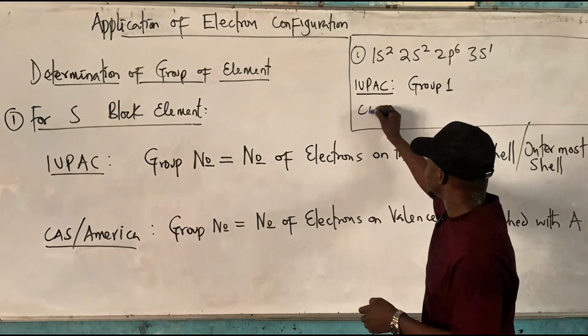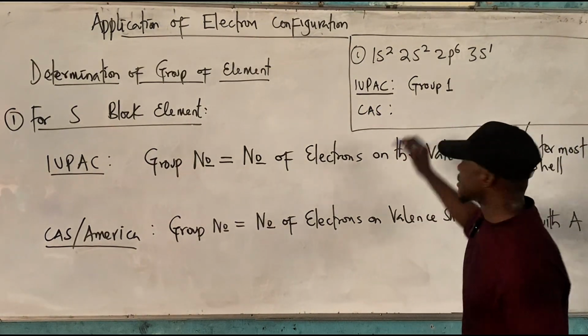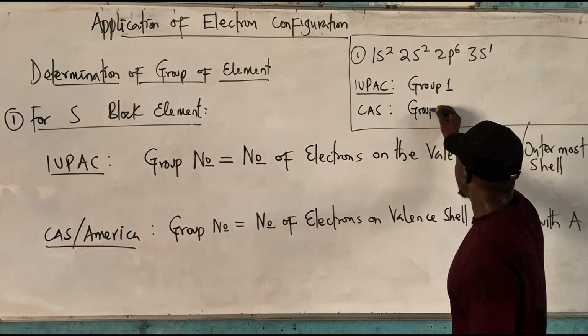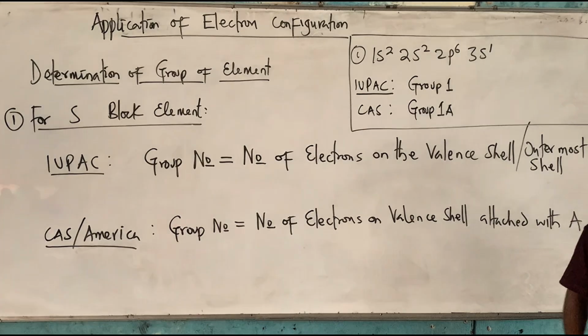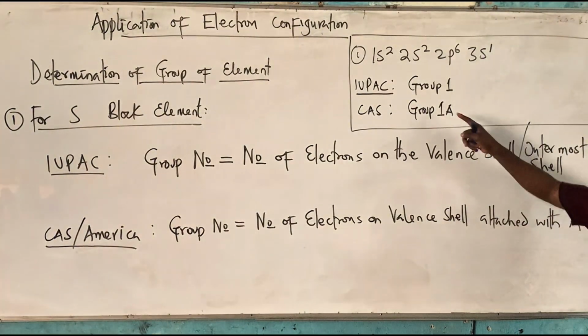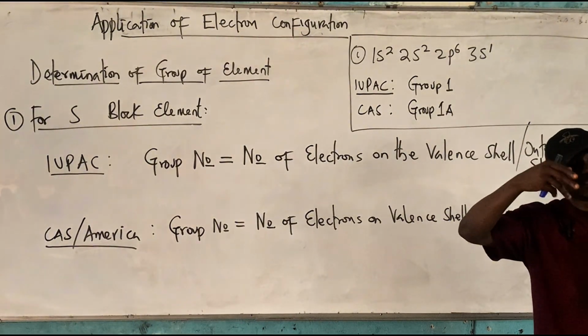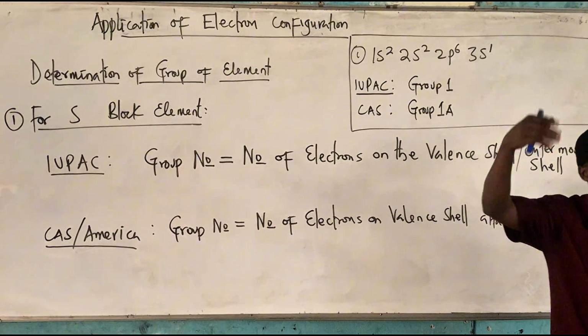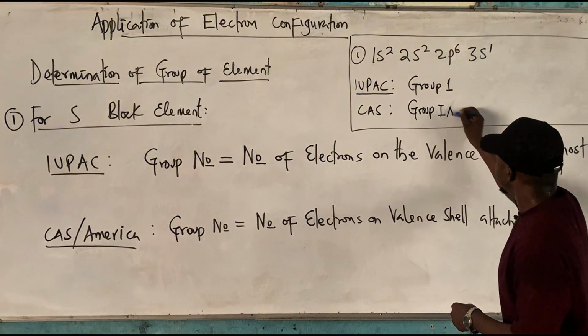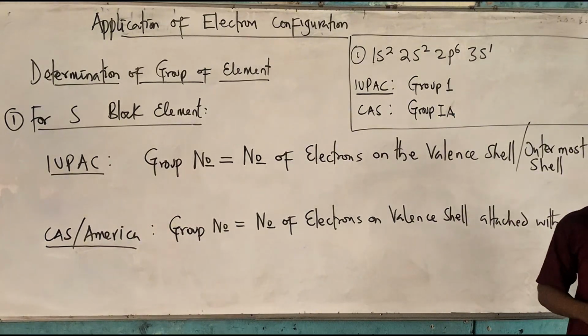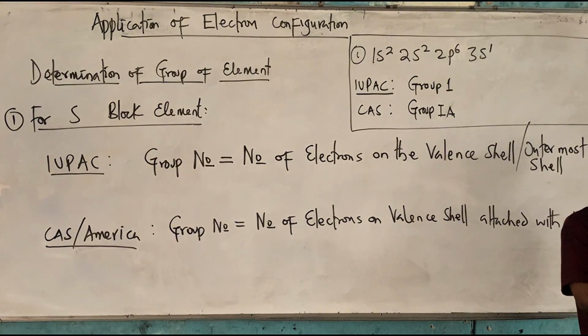According to CAS, this guy would be group what? 1A. That is it. Most of the times, please, this CAS always uses Roman figures. So instead of me to say 1, I can simply say what? IA. That's that for S block.